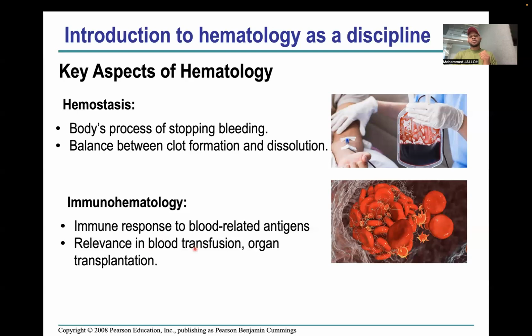Immunohematology also talks about blood organ transplantation. Most of the time, with transplantation, let's say heart transplantation or liver transplantation, they need to know that the organ being brought in should be compatible. Most of the time, you may not have a heart that is compatible. So what do they do in this case?